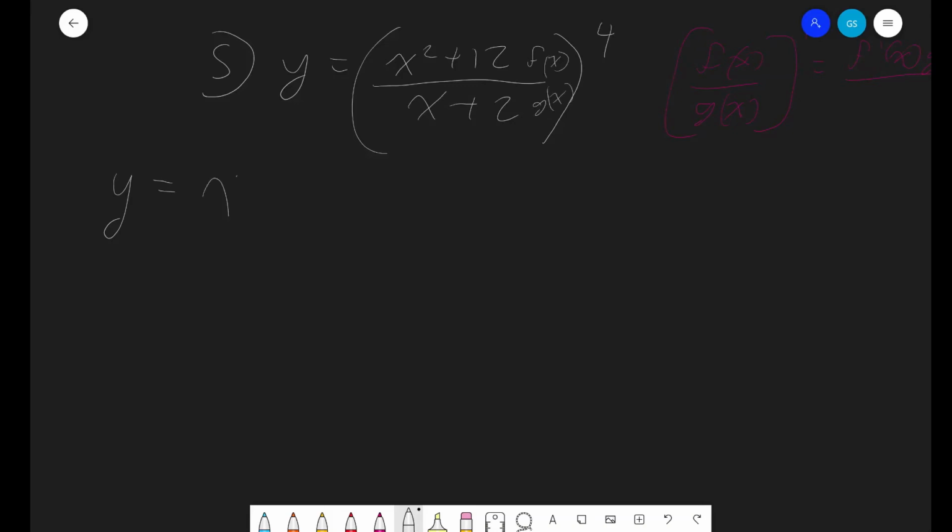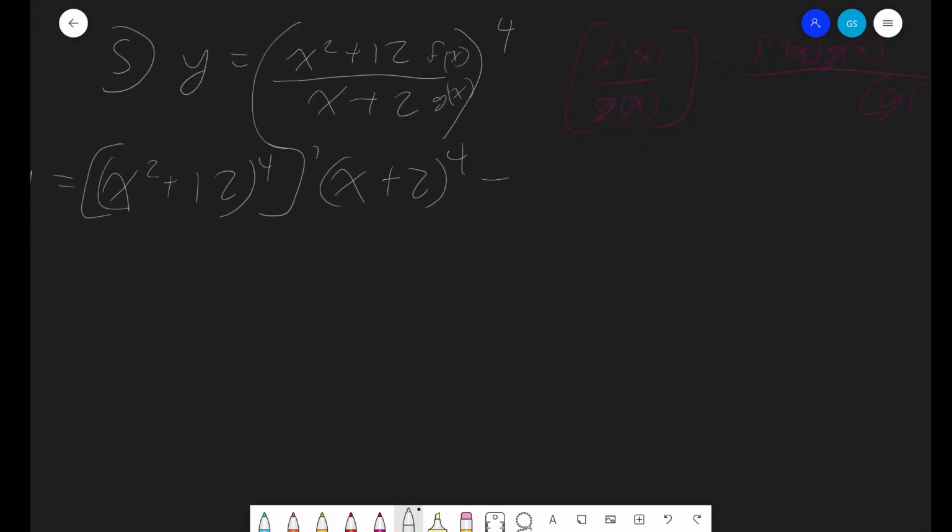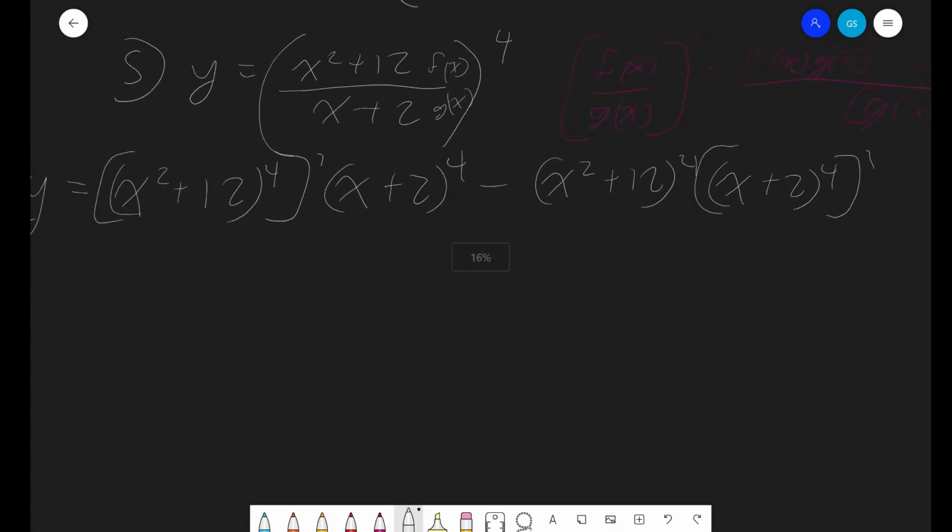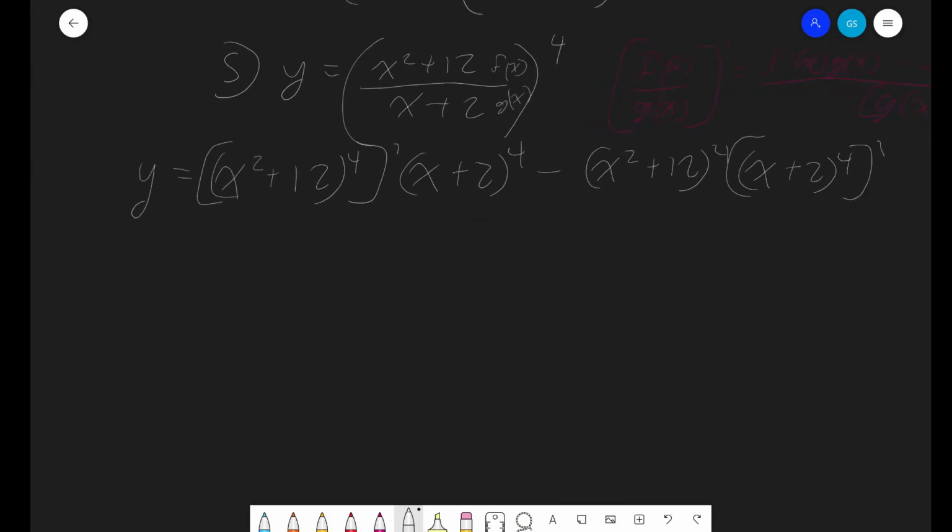So differentiating this, x squared plus 12 to the fourth power being differentiated, multiplying by x plus 2 to the fourth power, subtracting x squared plus 12 to the fourth power, differentiating x plus 2 to the fourth power, all over x plus 2 to the fourth power, because we're squaring that, so that would become the eighth power. Yikes. Not too bad, we can totally do this.